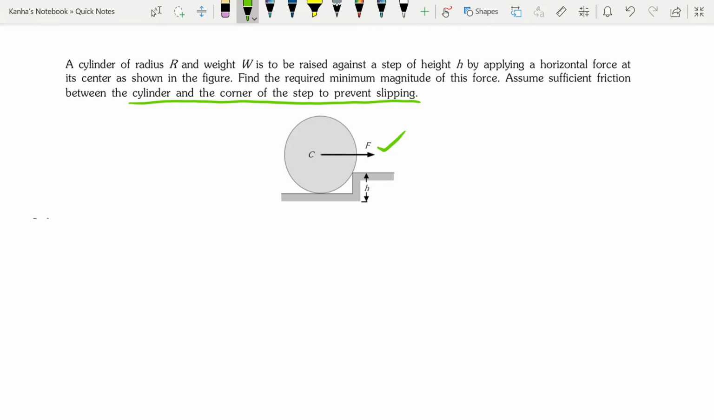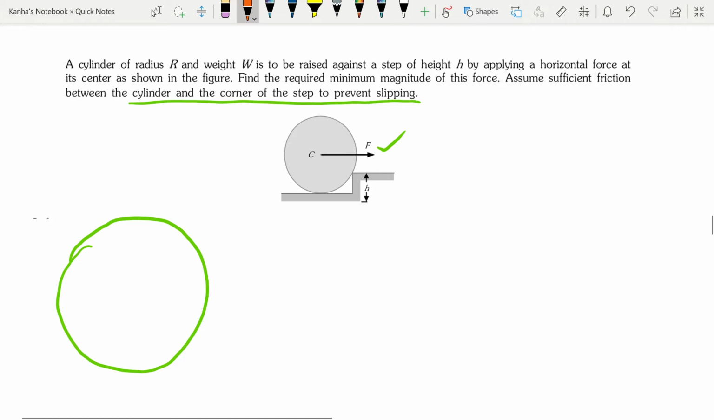Now how do you do this? I should draw some things for you to understand this properly. This is again a very simple question. It does not require many skills to solve this. If your basics are clear about no slipping conditions, then the rest is very easy.